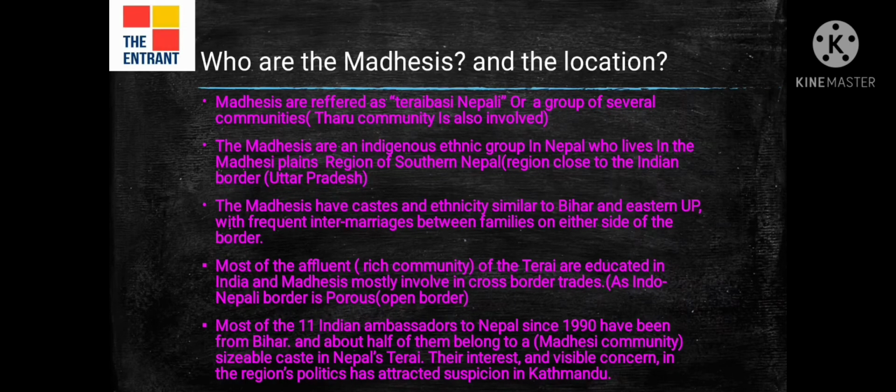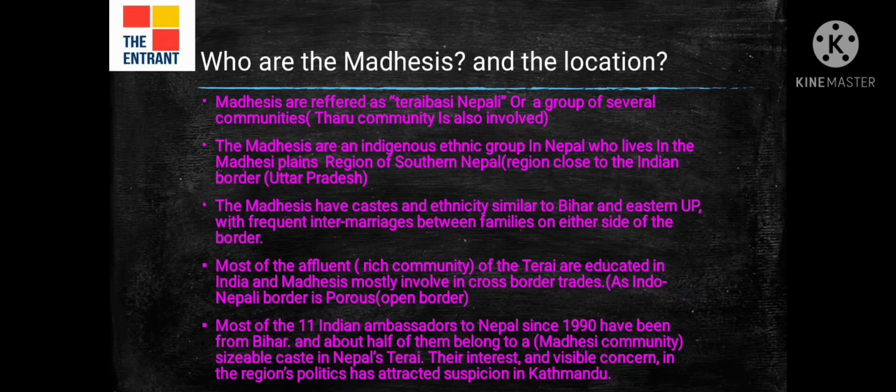Now, most of the 11 Indian ambassadors to Nepal since 1919 have been from Bihar. Ambassadors here means diplomats, the official high-ranking diplomats of India in Nepal. A diplomat's main job is to maintain the foreign relations between the two countries. And about half of them belong to the Madhesi community, a sizable caste in Nepal's Terai.